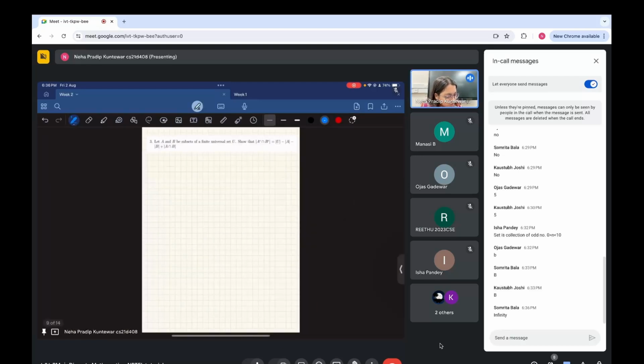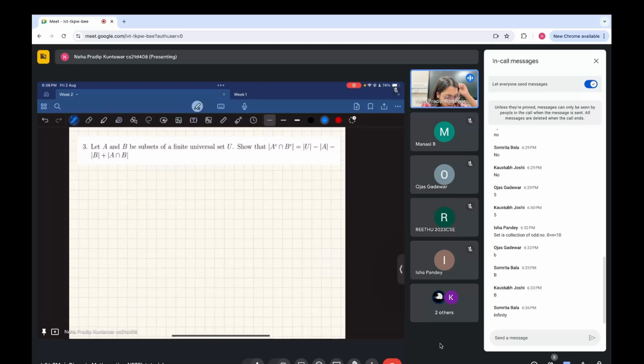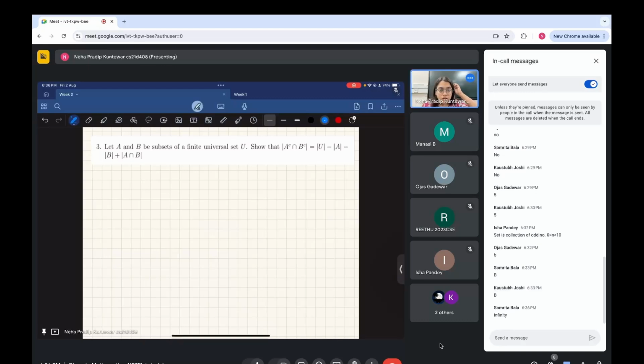So what you're asked to do is show this identity about the operations on sets. So we will first begin by defining some basic operations on sets. Let's start by defining the complement of a set. We will then define what we mean by union, and we will define what is an intersection of sets. So these are basic operations that you can do on sets.